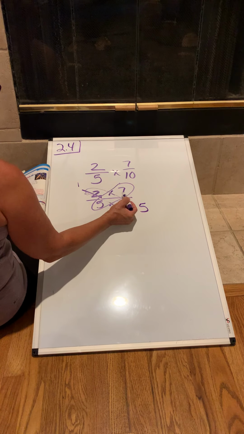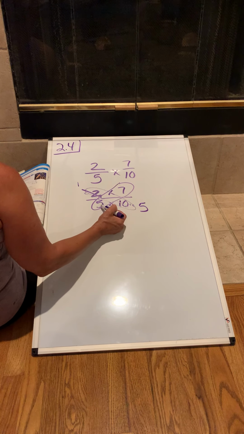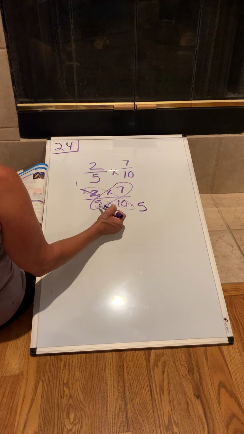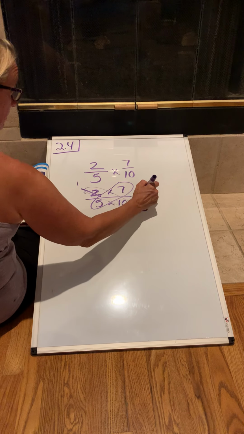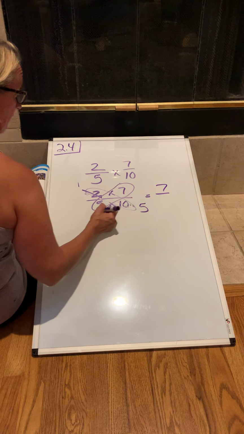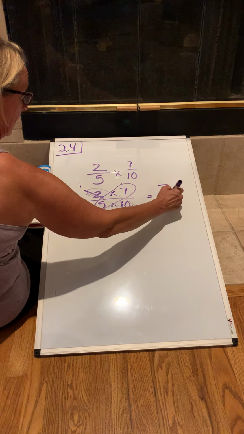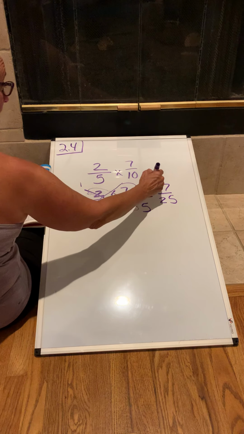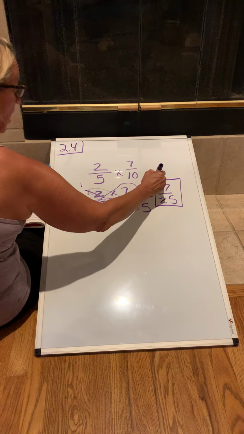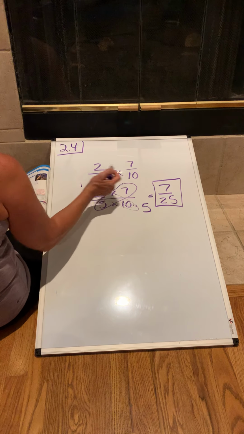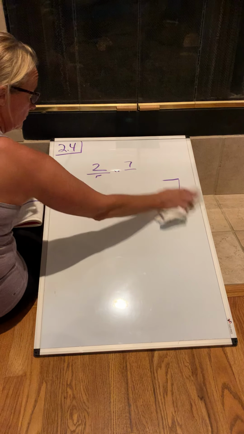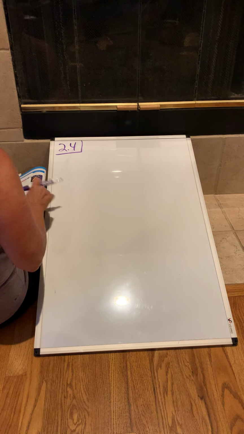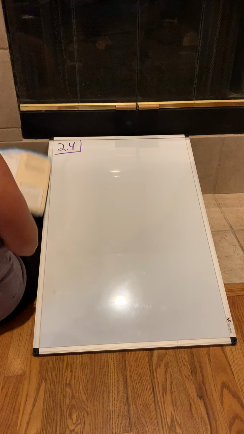Now, there is no greatest common factor for 5 and 7. Those are prime numbers, so we can't do anything with those. So now we have 1 times 7 is 7, and 5 times 5 is 25. And if you remember from the first example, this is the product of 2/5 times 7/10. So we'll do a couple more examples with that so that you can really get to understand how this works.